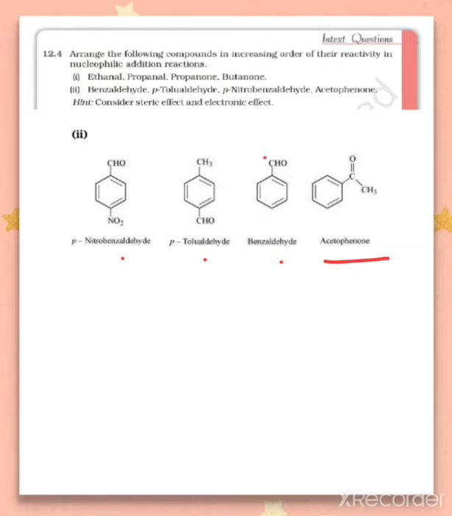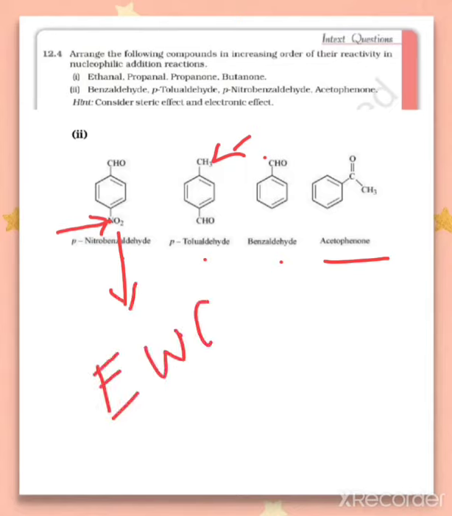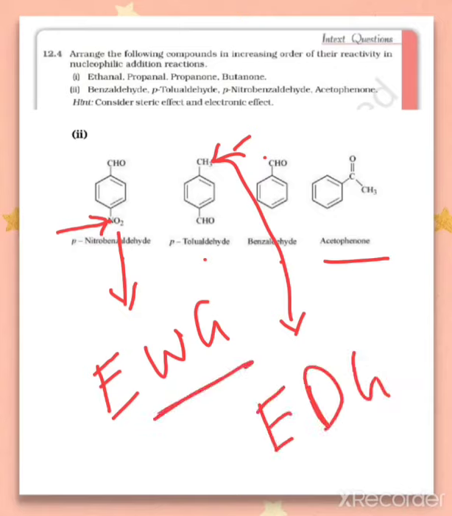That is CHO, and the benzene ring is common for all. So what is the difference here? Here there is one methyl group at the para position, and here there is one nitro group at the para position. We know that a nitro group is an electron withdrawing group and the methyl group is an electron donating group. So an electron withdrawing group withdraws the electrons towards itself.